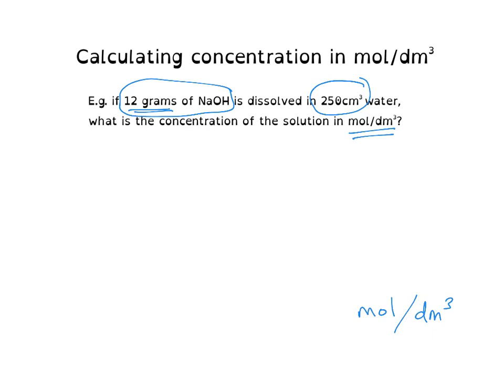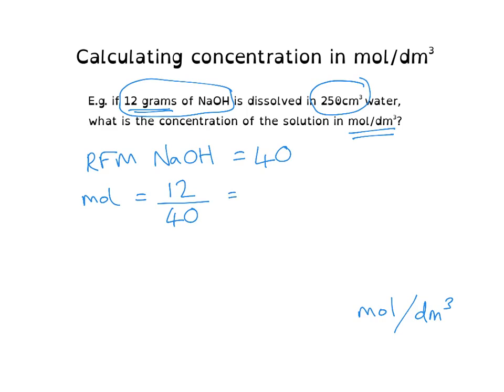I go to my periodic table, I can work out the RFM of sodium hydroxide: 23 for sodium, 16 for oxygen, 1 for hydrogen, so that equals 40 in total. So my number of moles, from our previous calculations on mass in grams, is going to be 12 grams divided by the mass of 1 mole, 40. And that's going to give me an answer of 0.3 moles of sodium hydroxide.